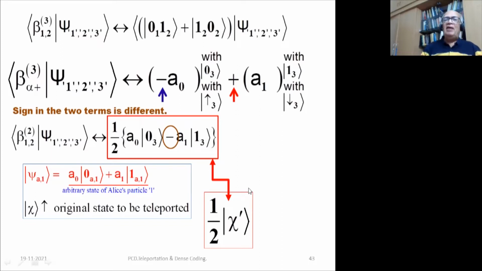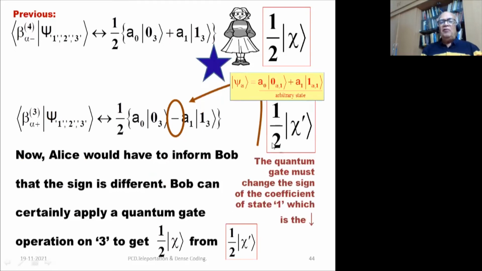So Bob still doesn't have the same information as we wanted to teleport. This is the original piece of quantum information. This is the one to be teleported. Bob has a qubit which is in the state of superposition, which is different. It is in a state chi prime. And the difference is because of the sign. And Bob must now do something to get the quantum of information which Alice would have wanted to teleport.